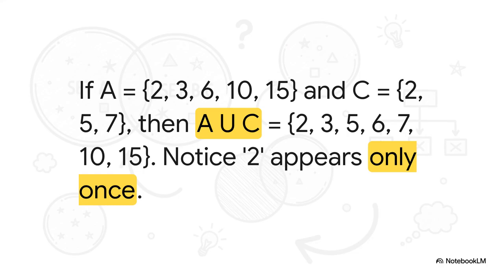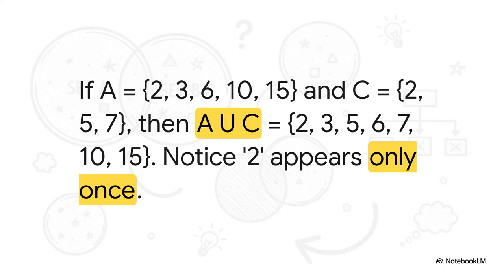We're combining all the numbers from both sets. But wait a second. Notice the number 2? It's in set A and in set C, but in our final union, it only shows up once. Why is that? Well, remember that first rule of sets we talked about? All items have to be distinct.